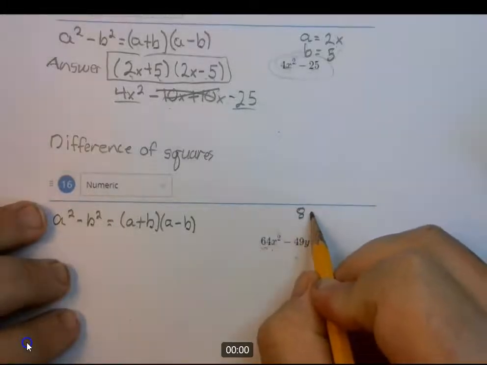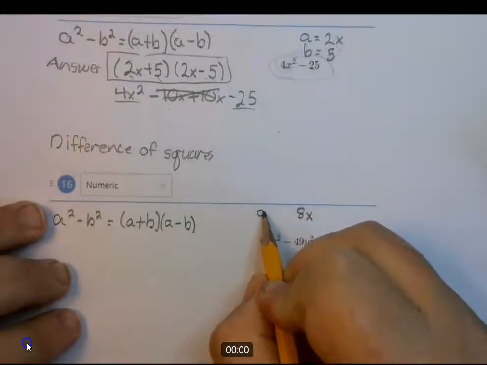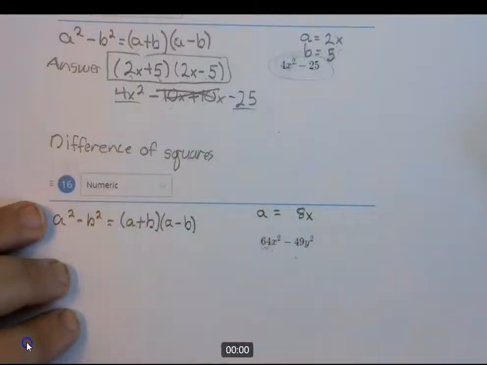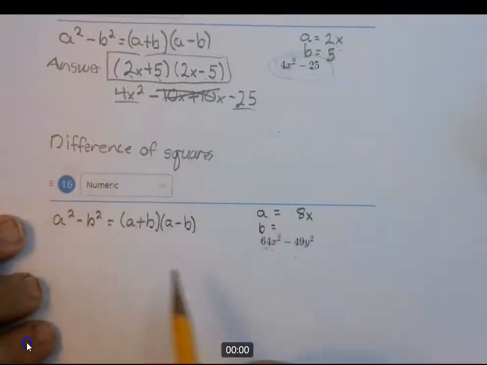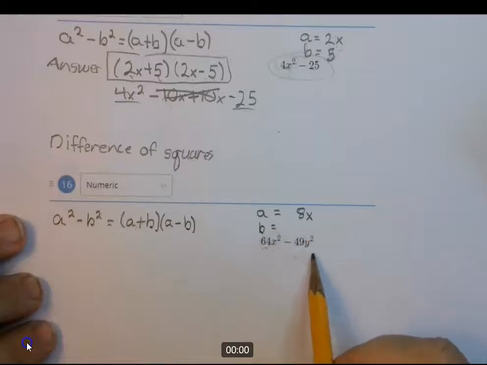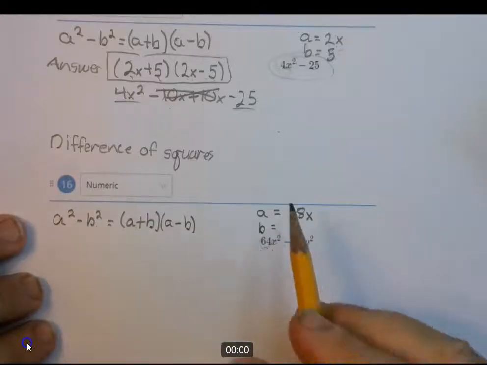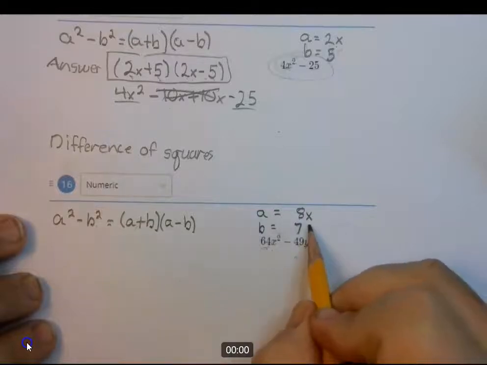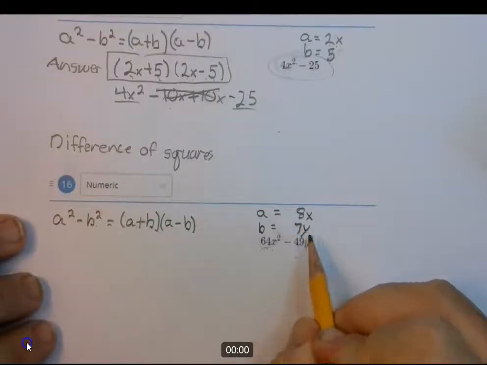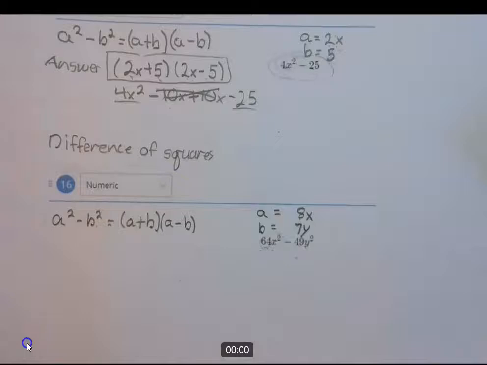The square root of x squared is x. So this is a. A equals 8x. B equals, again, b squared is this entire term right here. So if I want to get just b, not b squared, I have to take the square root of 49. That's 7. You can do it the same way we just did that. And the square root of y squared is just y. So you have two different variables in this problem, but that doesn't matter.